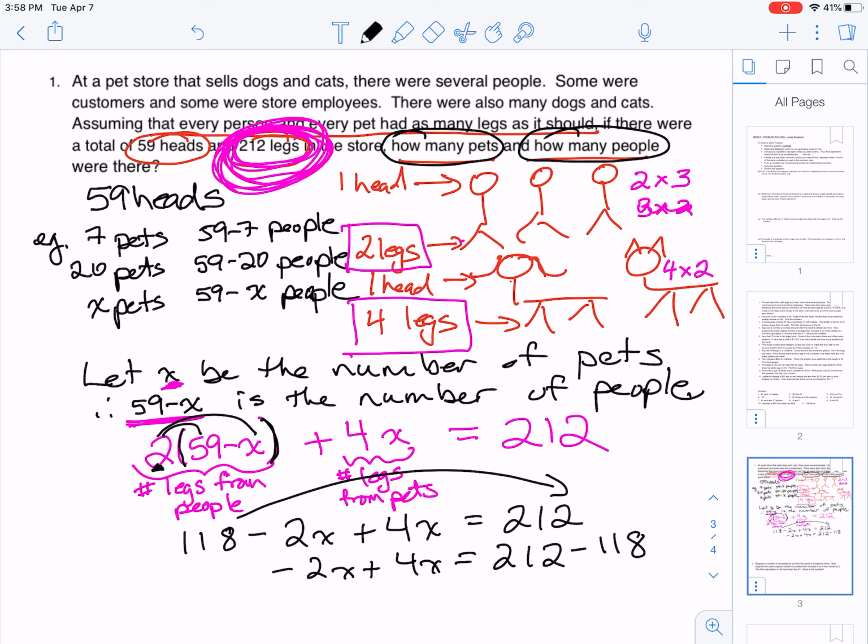And minus 2x plus 4x equals 2x. And 212 minus 118, I think, is 96. Nope, 90, oh gosh, my brain is mush right now. Let's do this, 212 minus 118, 94, sorry, my bad. You'd think I'd know that as a math teacher, right? Doesn't always work out that way. All right, so that equals 94.